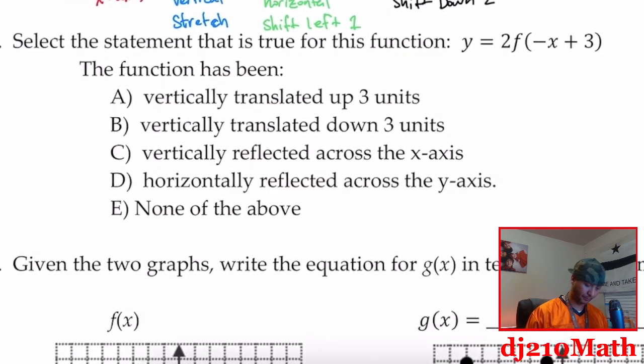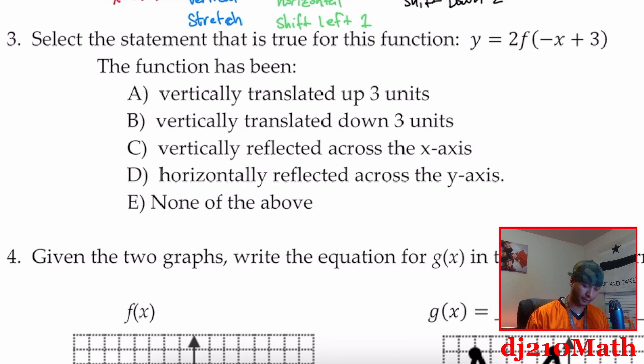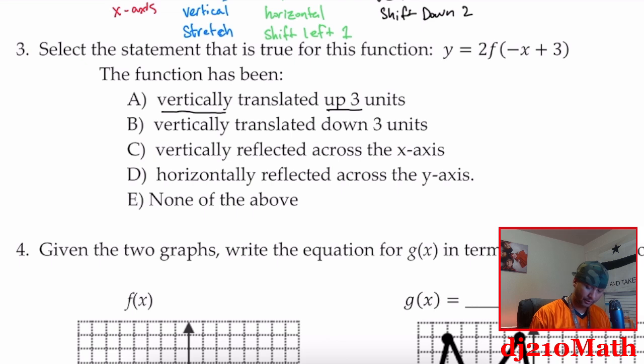All right, number 3. Select the statement that is true for this function. All right, so let's just look at these individually. Vertically translated up 3 units. That's not true because an up would be outside, right? This plus 3, don't fall for it. All this is inside. All this is horizontal movement. Okay, vertically translated. So it's not A because it's not vertically translated. Again, it's not B because it's not vertically translated.